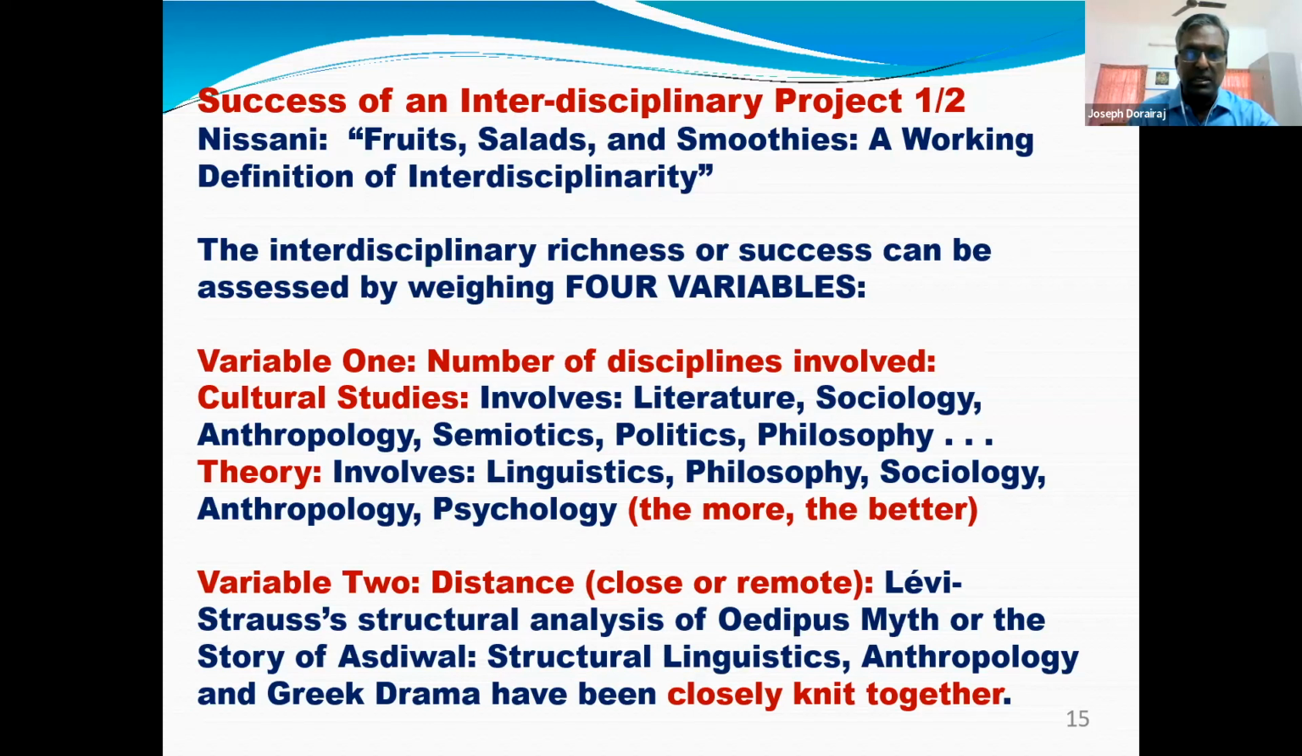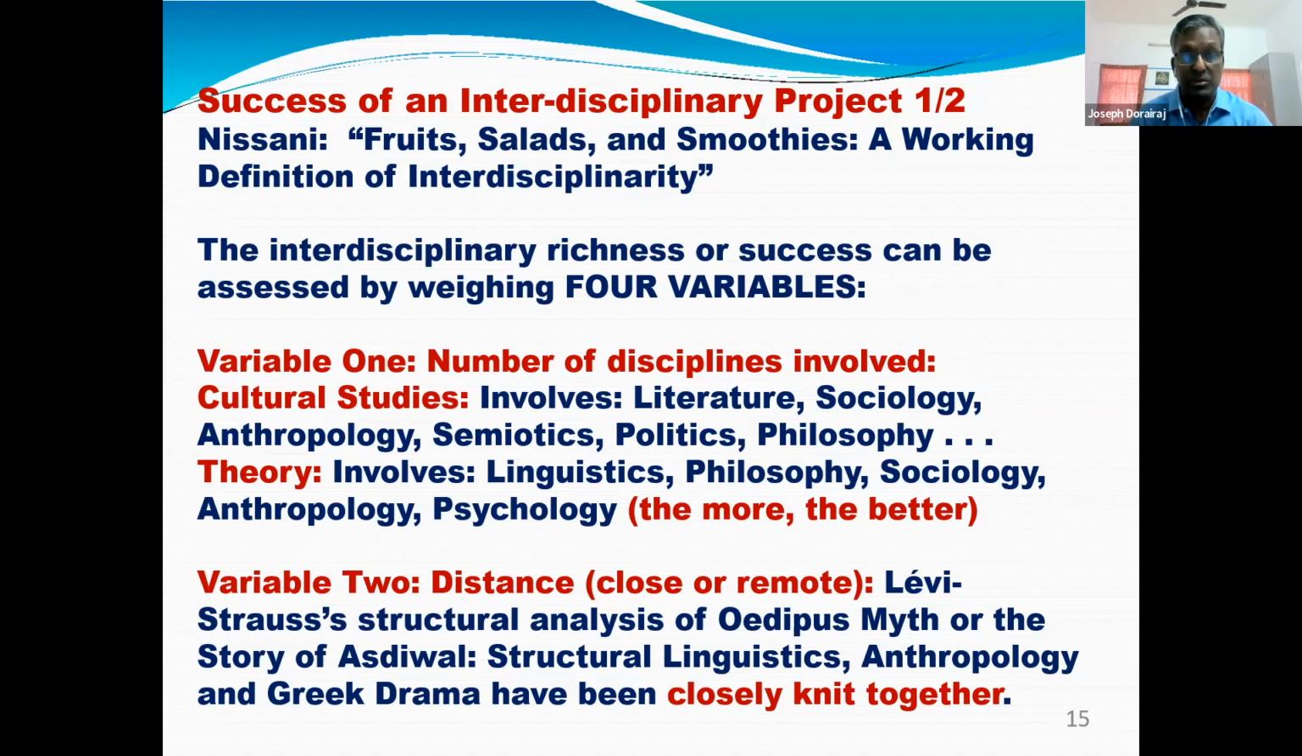So therefore, the question is, an interdisciplinary project has been undertaken, but how do we gauge, how do we measure the richness or the success of this interdisciplinary project? It is in this context, against this backdrop, that Nisani talks about 4 variables. The first variable is, you have to find out how many disciplines were involved in this project. Only 2 disciplines or more than 2? When you say more than 2, how many? 3 or 4 or 5 or 6? So the first variable tells us the number of disciplines involved will tell you how successful the project has been.